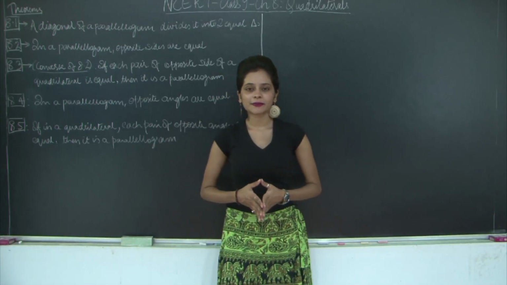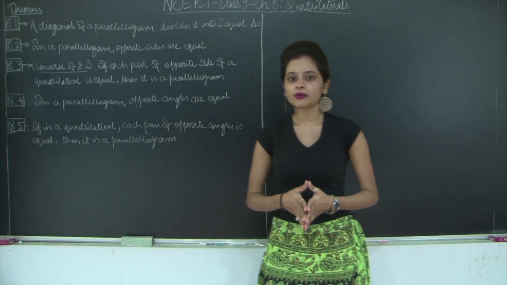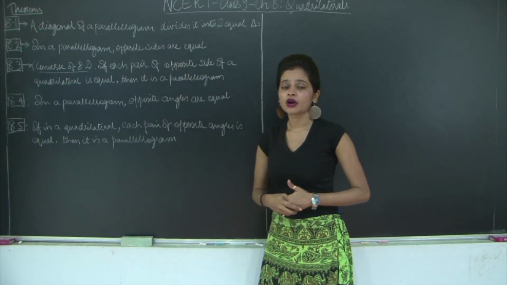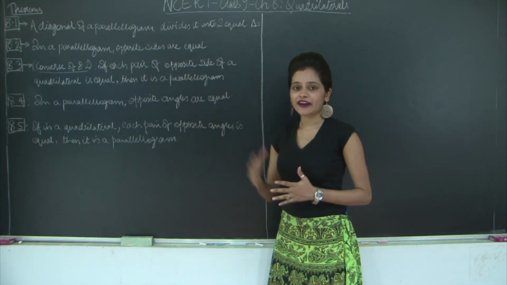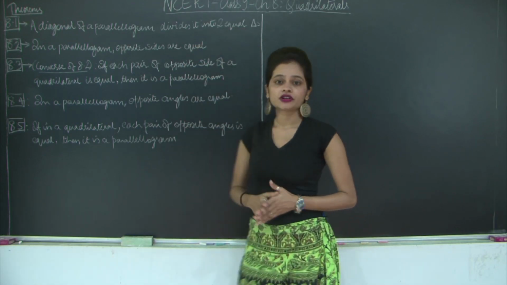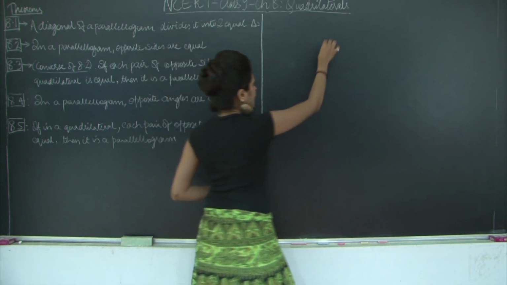Hello students, welcome back. Let us continue with chapter 8 of your textbooks, quadrilaterals. Today we will be looking at different theorems starting from theorem 8.1. What does it state? That the diagonal of a parallelogram divides it into two equal triangles. So let us draw a parallelogram and understand what needs to be done.